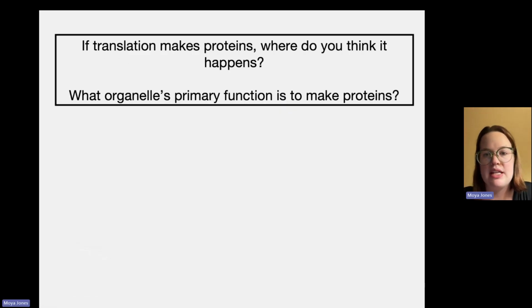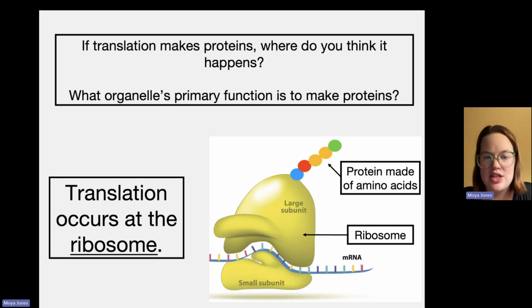If translation makes proteins, where do you think it happens? Think about which organelle's job it is to make proteins. If you thought ribosome, you are correct. Translation occurs in the ribosome. Again, you can see how the mRNA enters the ribosome, and the protein made of amino acids is what will come out.